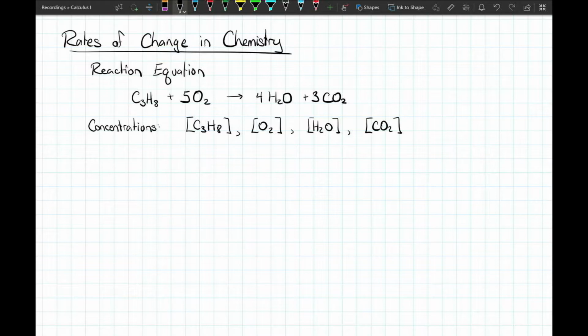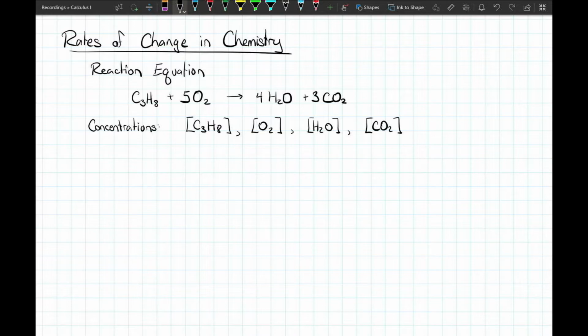Now the reactants here are going to be used up, so their concentrations are going to have a negative rate of change because they are decreasing. But the products on the other side here should have positive rates of change since they are being produced. And also you can see that we need 5 times as much oxygen as we do propane here. So its rate of reaction is going to be 5 times the speed. They're both going to be negative, but because of this constant here, they are proportional, not the same.